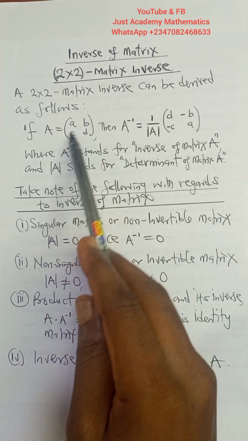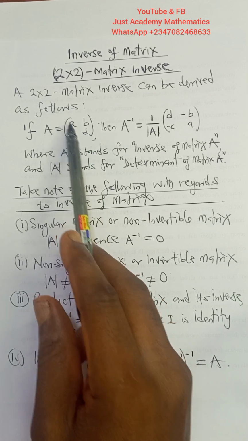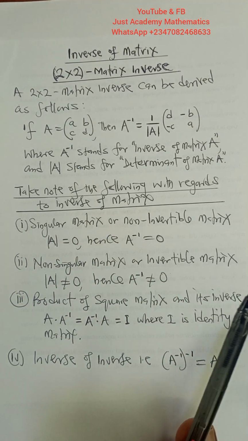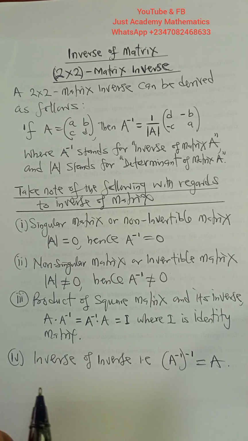Then these two here, you will attach minus to both of them. So you swap these two, attach minus to both of these. That is the procedure. Why are we doing that? That is the procedure to solving inverse of matrix.